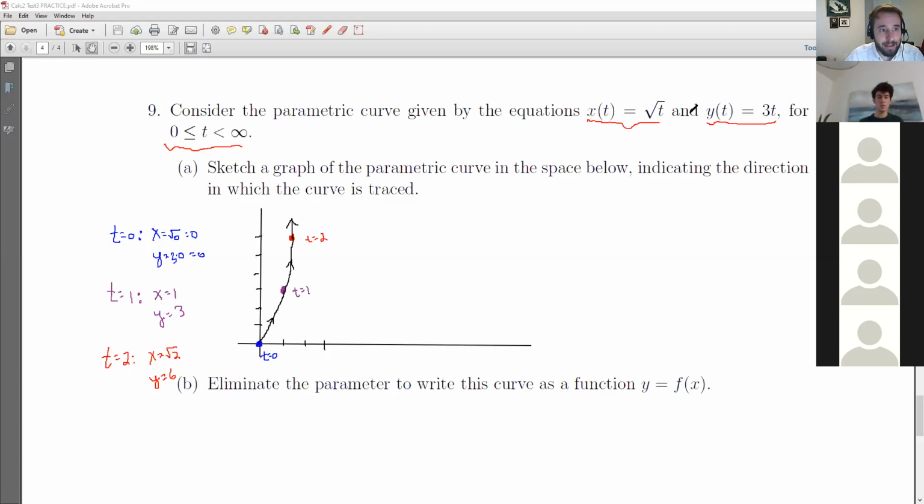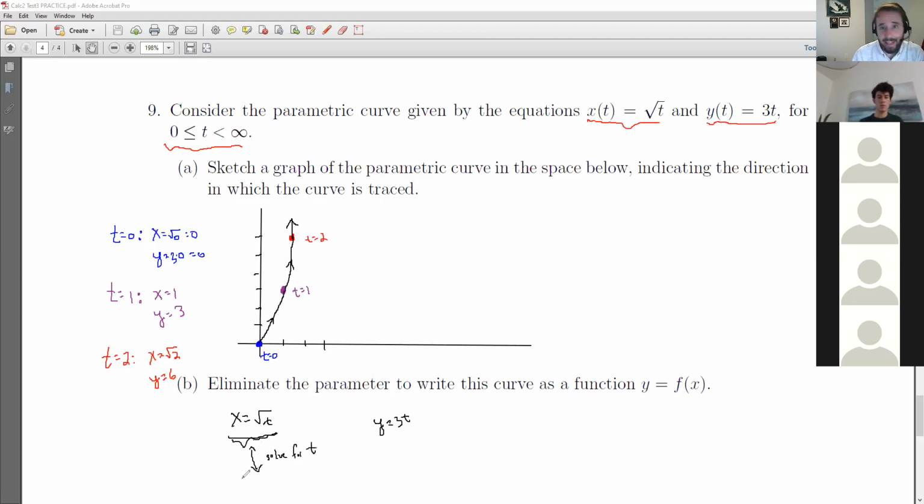To do that, we'll take our original equations, x equals square root of t, y equals 3t. My suggestion for doing this is to do the following. We start with our x value, and we want to rewrite this by solving for t. So we want to solve for t.